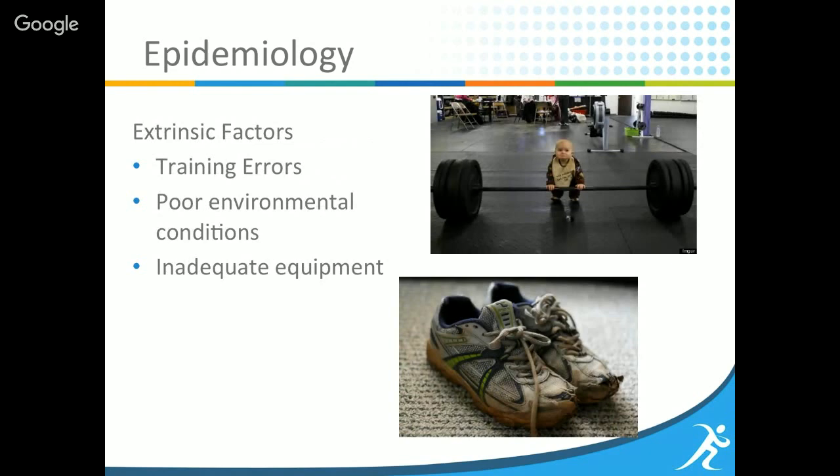Now, extrinsic factors include, these are simple ones, training errors, where someone either goes too hard too quickly, or someone is just doing the same thing over and over again without changing it up. In addition, poor environmental conditions and inadequate equipment can play a role in developing tendinopathy.